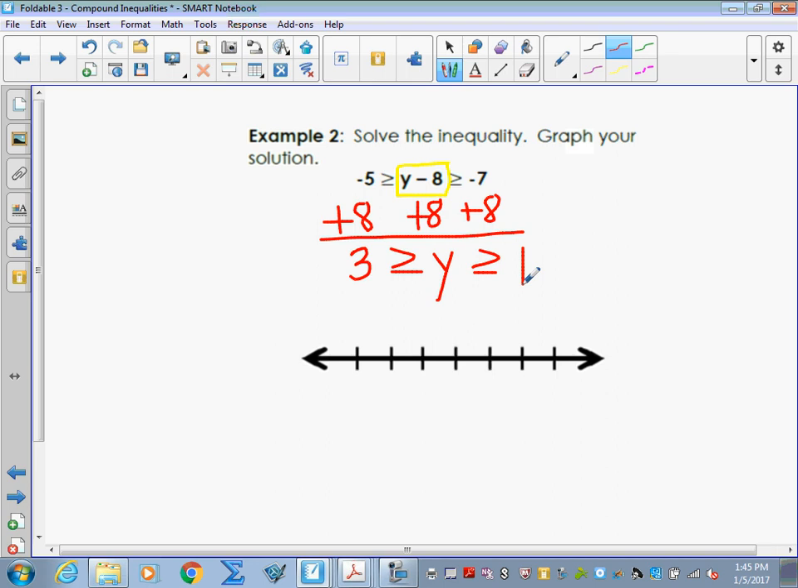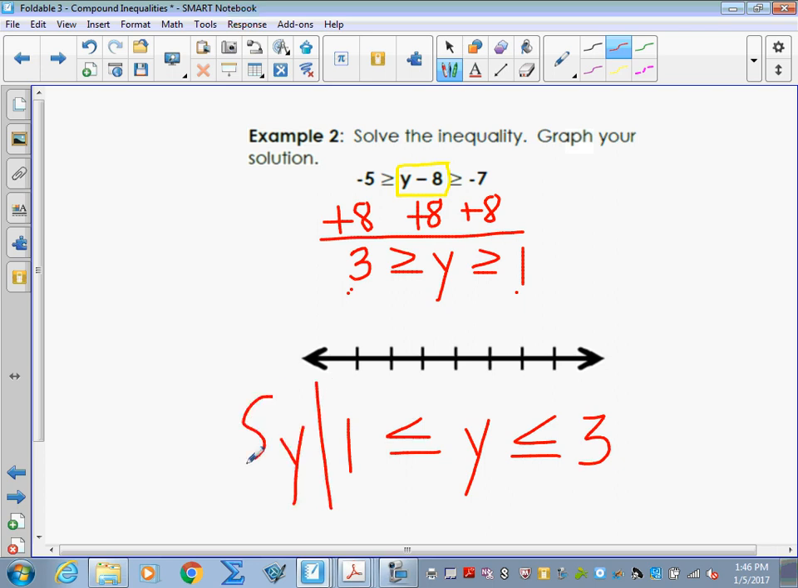Now remember, I just started off by saying that your numbers should go from least to greatest. So is this in the right order? Because this actually goes from 3 to 1. So we have to change it because we want the smaller number first. And now we reverse the symbol. Bring down your y. Reverse the symbol. Bring down your 3. Put it in set builder notation. Okay, and now you have it from least to greatest.